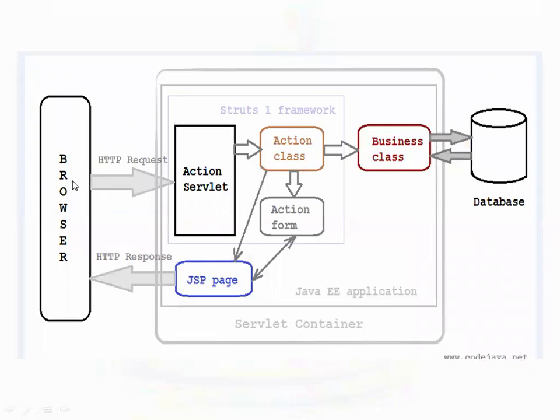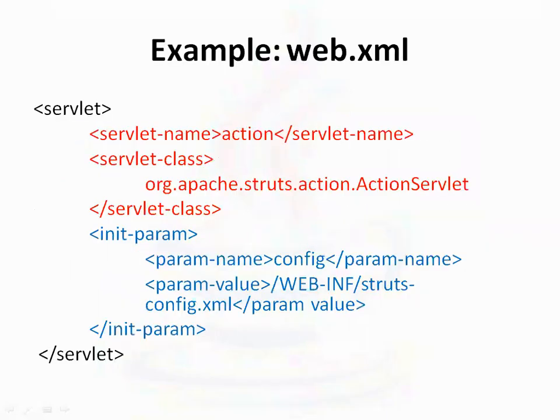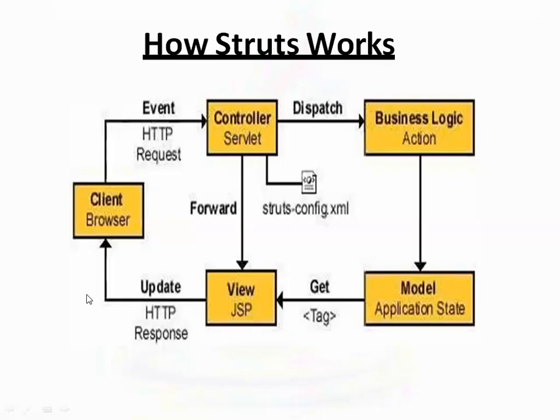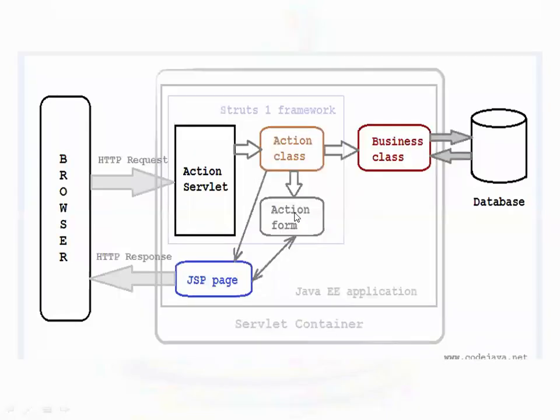You can see here: browser, action servlet, which is reading the action class, then business logic, database. So from the action class to the action form, that directly interacts with JSP pages. See, these pages contain a servlet container. What does that servlet container mean? Struts action servlet, which we configure in web.xml. Okay, this is the action servlet. It will load all the Struts config files, which we mention in struts-config.xml.